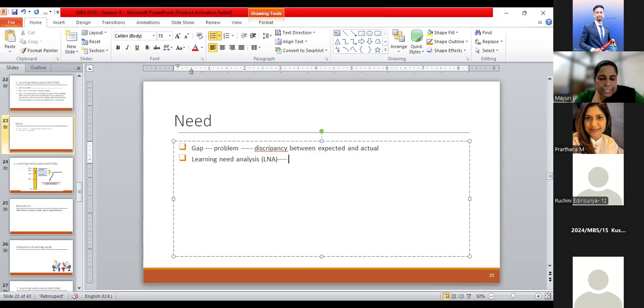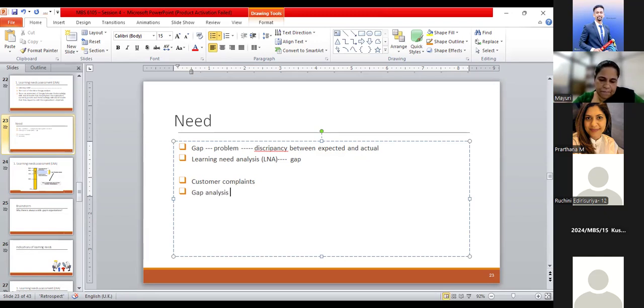When we are doing learning need analysis, we are looking at a gap. Right? For example, customer complaints. So you expect 0 customer complaints. Right? So how many complaints are you getting? So likewise, that's the example. So the learning gap is identified through the gap analysis.